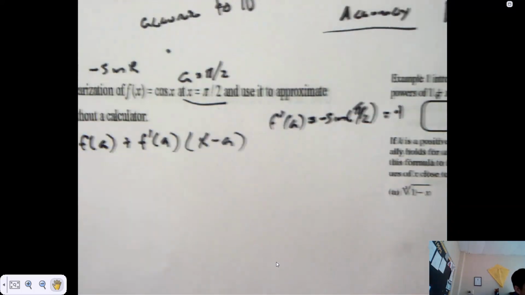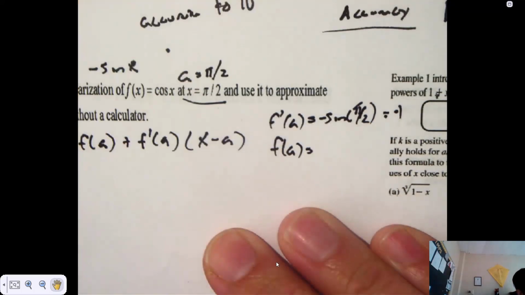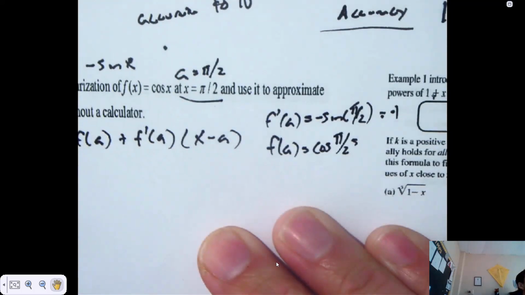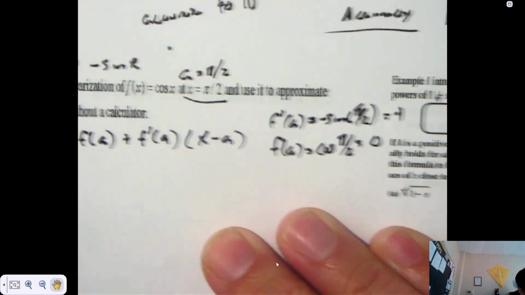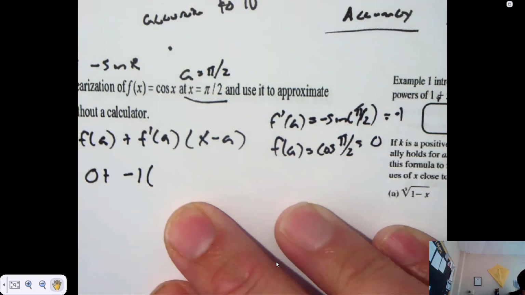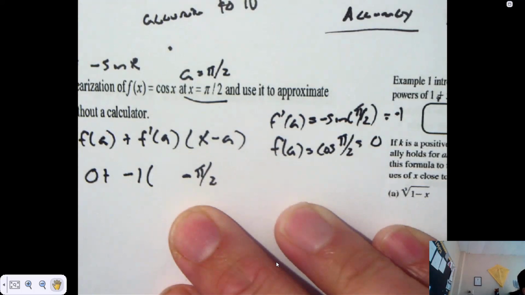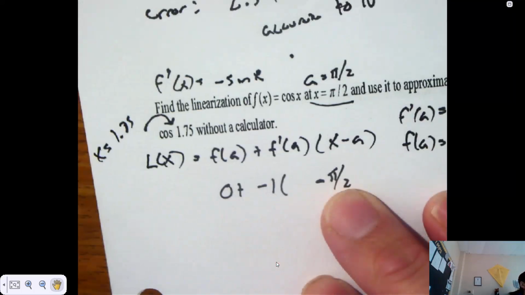All right. And we need f of a too. Well, that's the cosine of pi over 2, which happens to be 0. And we just start plugging in numbers here. So we have 0 plus a negative 1 times x minus a. Now I know the a part's the pi over 2. What's the x part? It's the 1.75. X is that 1.75 part.